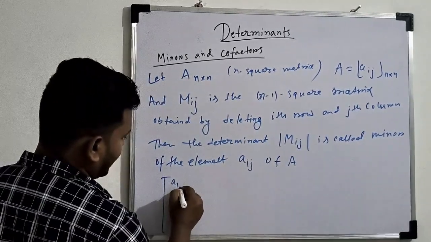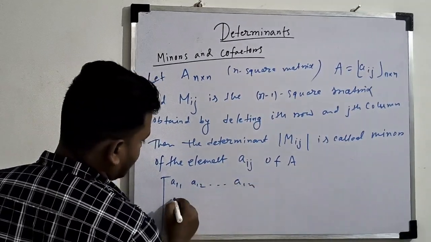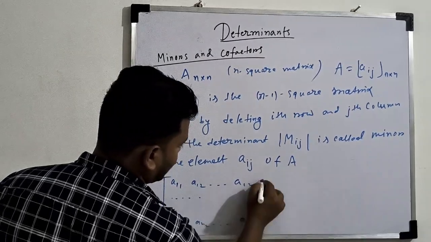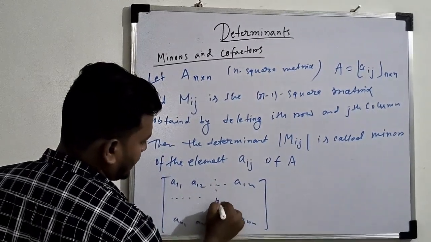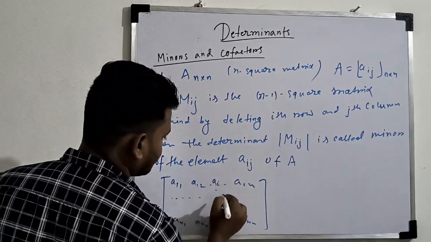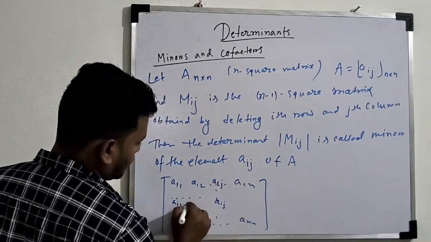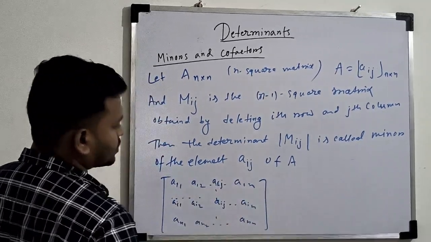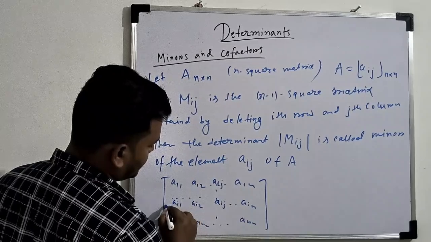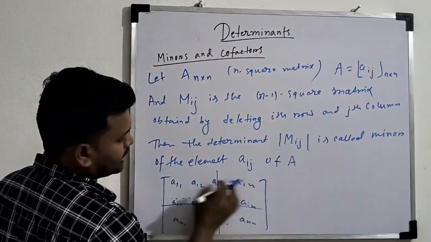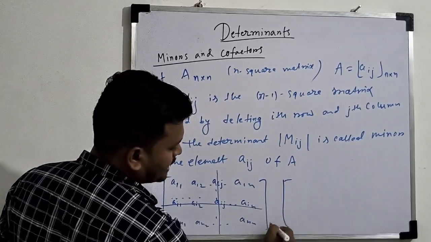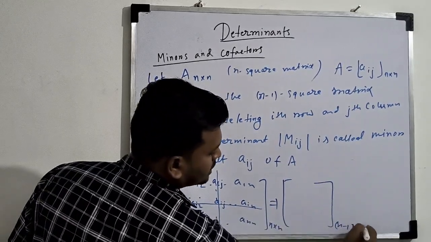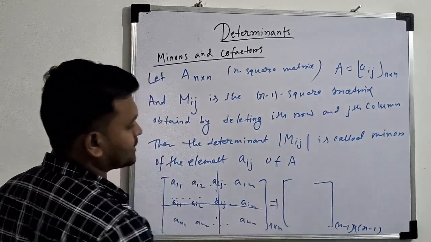So generally, if A is a11, a12, dot dot, a1n, and this is the last row, an1, an2, dot dot dot, ann, and here this is the a_ij element. This is the ith row, a_i1, a_i2, dot dot, a_in, and this is the jth column. To find the minor, we have to delete the ith row and jth column. With the other elements, from this n cross n matrix, we get by deleting the ith row and jth column an n minus 1 cross n minus 1 matrix, which is a square matrix.